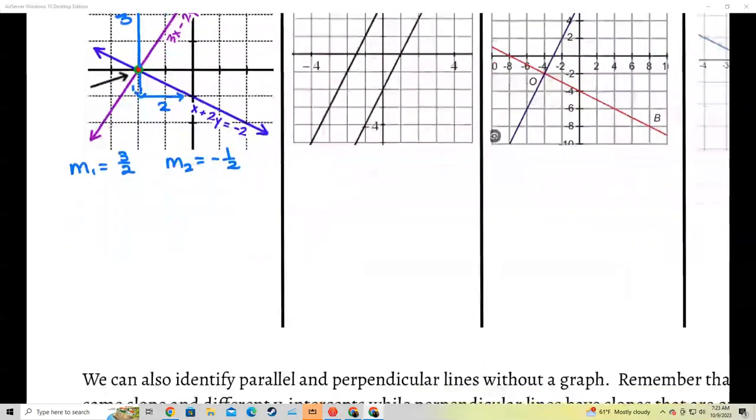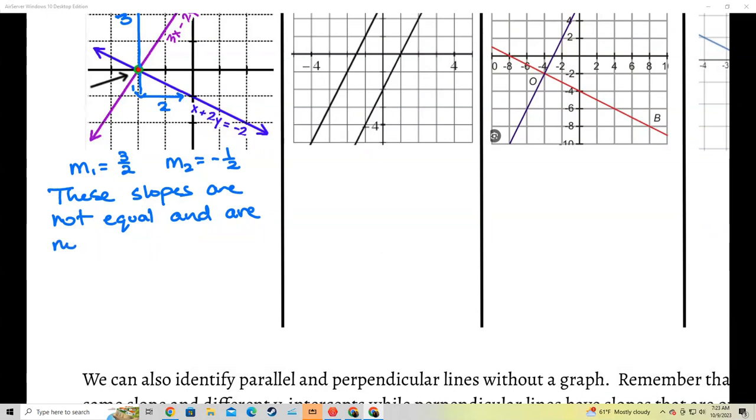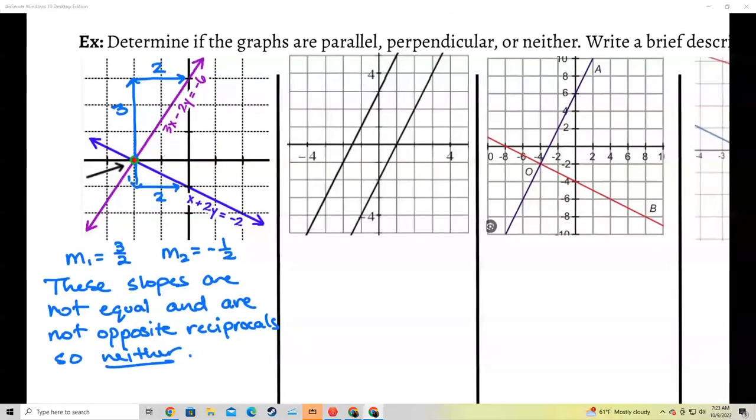So I'm going to go ahead and say that these slopes are not equal and are not opposite reciprocals. So neither. Yeah, these aren't parallel and they're not perpendicular. Okay. All right, let's take a look at the next one.